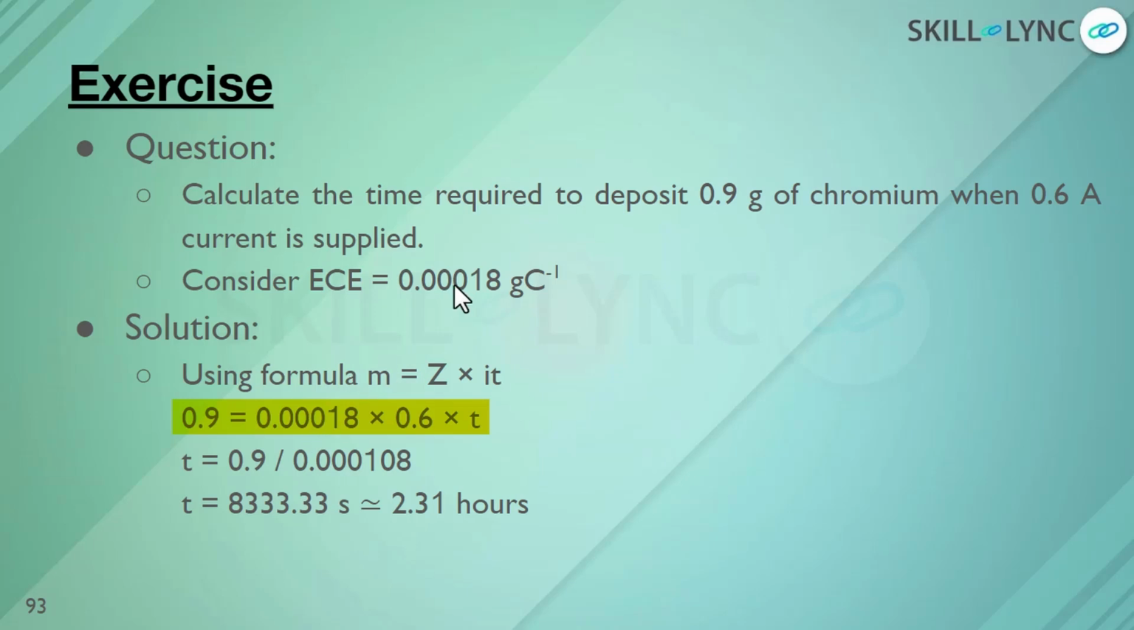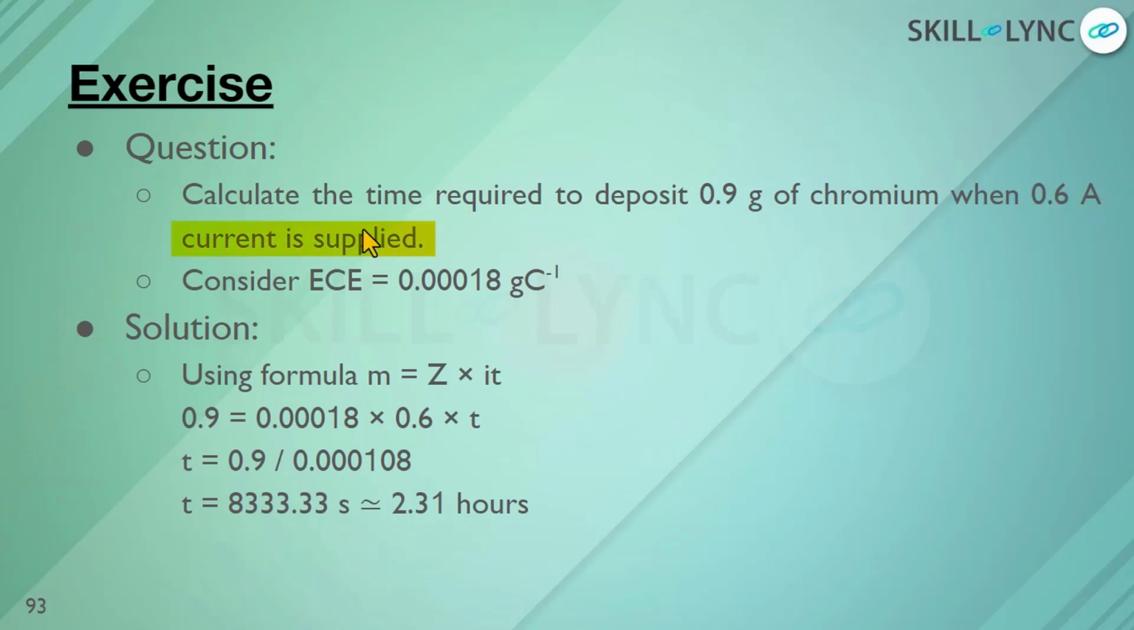It is 0.00018 and I is 0.6 ampere as mentioned in the question. We need to find out the time. Thus, simplifying this equation, we get the result of time as 8333 seconds, and if we generalize it, we can say that it is around 2.31 hours. So, the answer to the question is 2.31 hours is required to deposit 0.9 grams of chromium when 0.6 ampere of current is supplied.